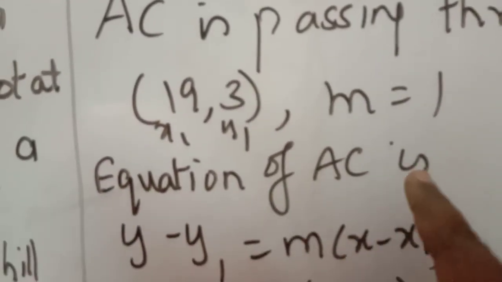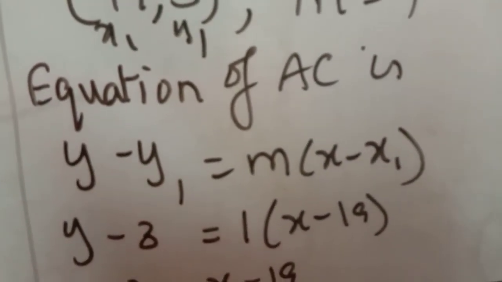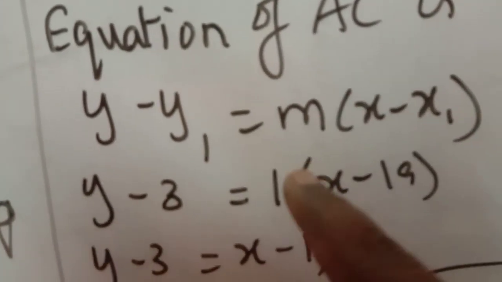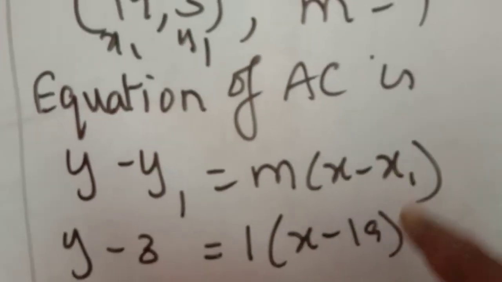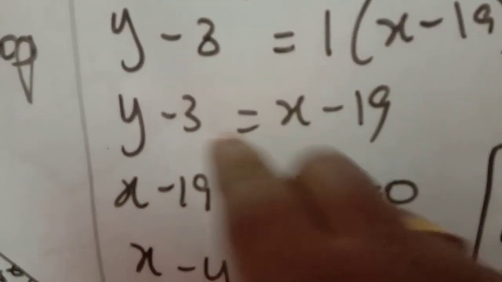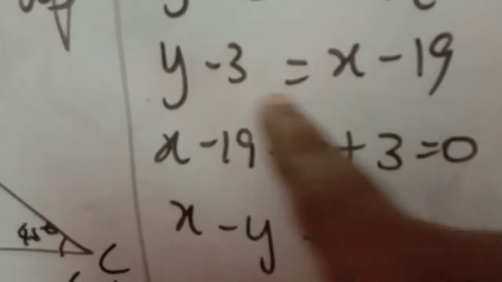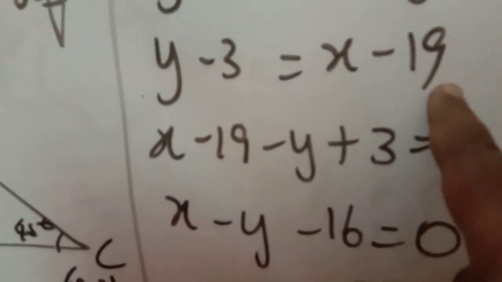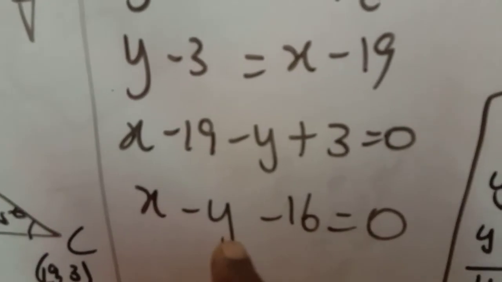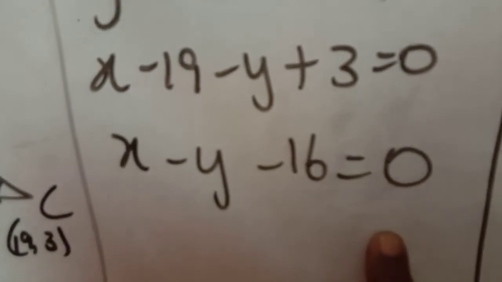So equation of AC is y minus y1 is equal to m into x minus x1. So y minus 3 is equal to, substituting the value of m as 1, x minus x1 value 19. Now multiply by 1, and here x is positive, so bring all the terms to the right hand side. So x minus 19, this y will come to the right hand side as minus y, and minus 3 as plus 3. So x minus y minus 16 is equal to 0. This is the equation of AC.